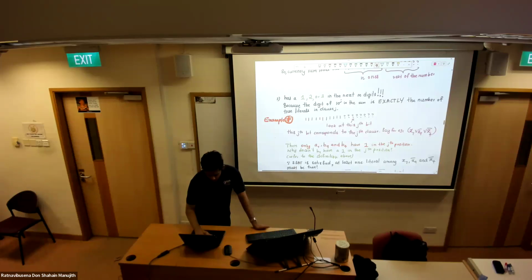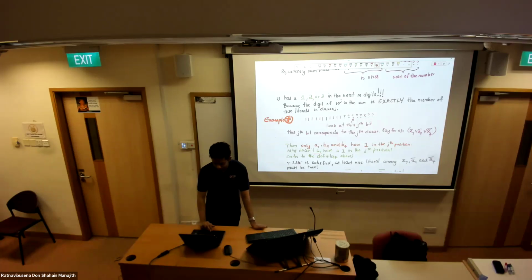Okay. Now I'm going to ask a question. Why doesn't b7 have 1 in the position? For b7 to have 1 in the position, we need to ensure that x7 bar is in this clause. So is x7 bar in this clause? No, right? Therefore b7 will not have 1 in the jth position. That means in this position, b7 will never have a 1 in that place because x7 bar is not in this clause.